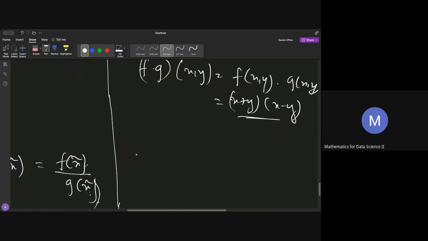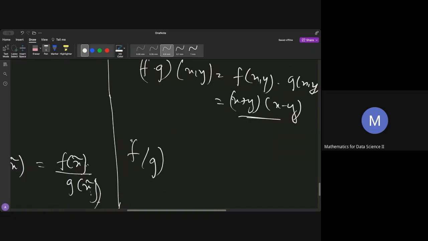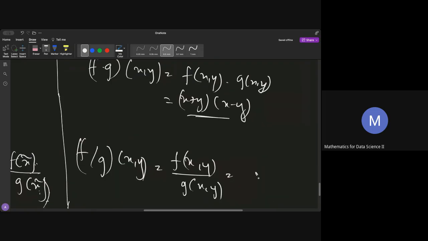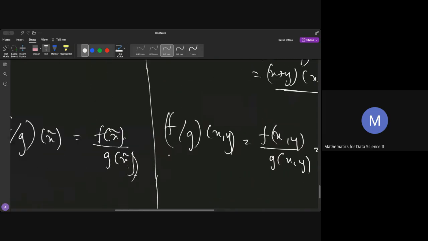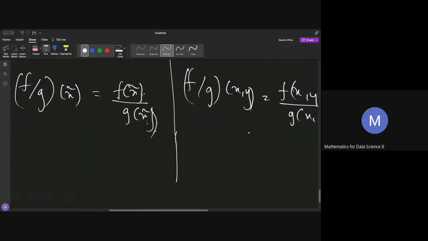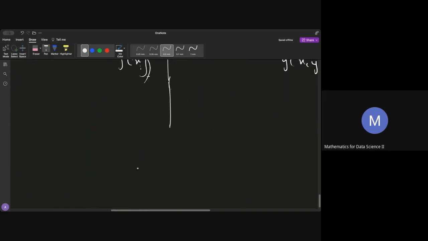Let's take this example here. If I have f by g of (x, y), this will be equal to f(x, y) by g(x, y), right? And this is (x plus y) by (x minus y). This is how you define division. Then we have the composition part.